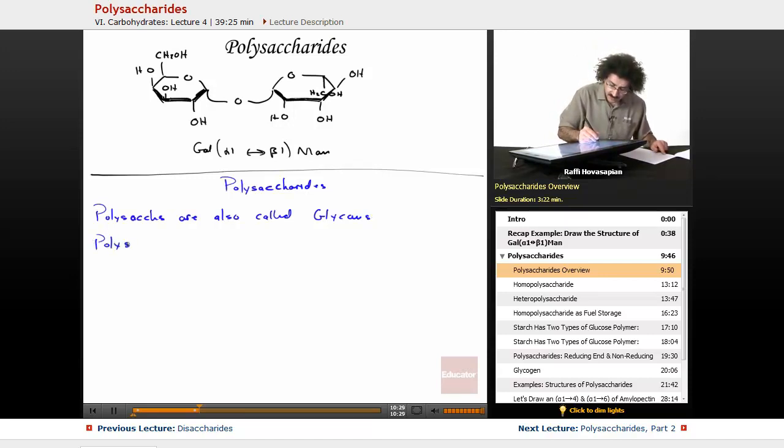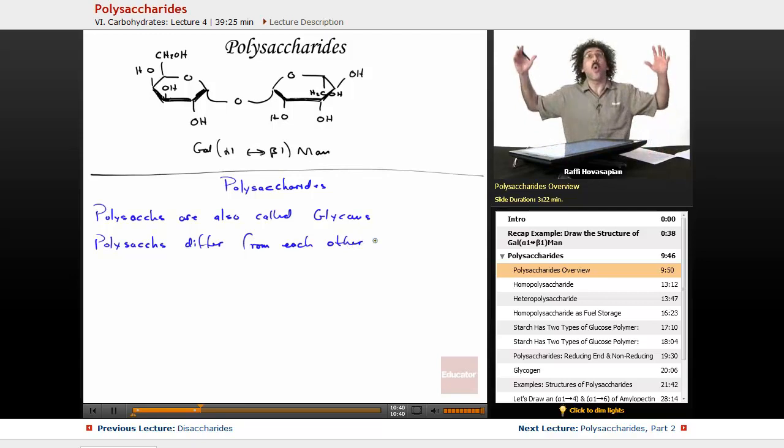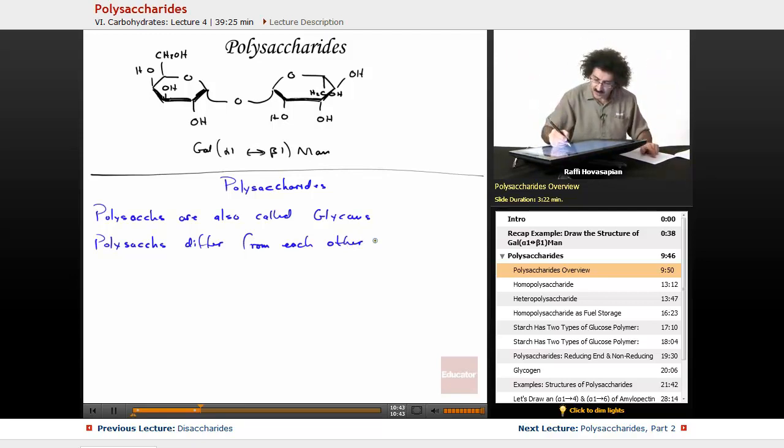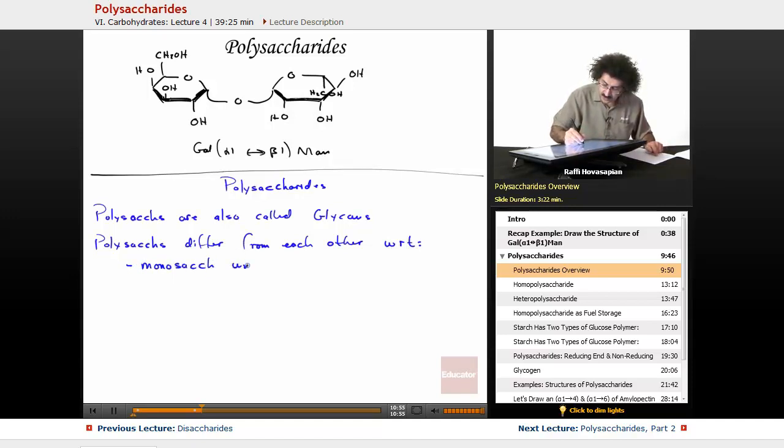Now, polysacchs, there's a whole bunch of polysaccharides, and they differ from each other with respect to four things. The monosac units that actually make up the polymer. You know, which monosaccharide units are we using? Are we using only glucose, or are we using glucose and galactose and mannose and acetylgalactosamine? You know, which monomers are we using?